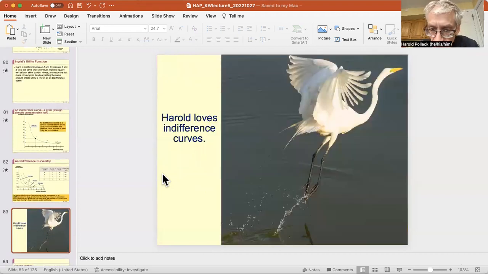I love indifference curves, and as I mentioned, I took this one at the Museum of Science and Industry, and it was a fun picture to take.